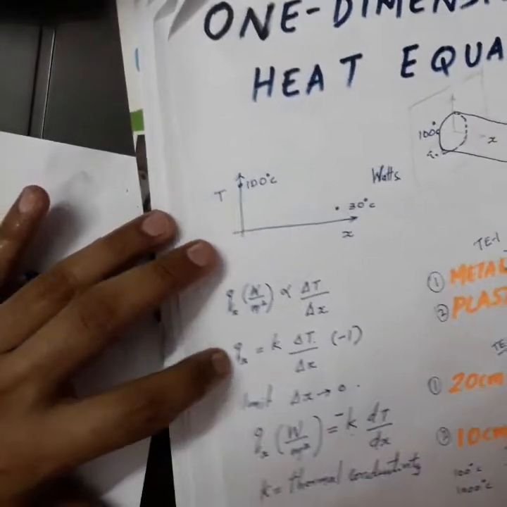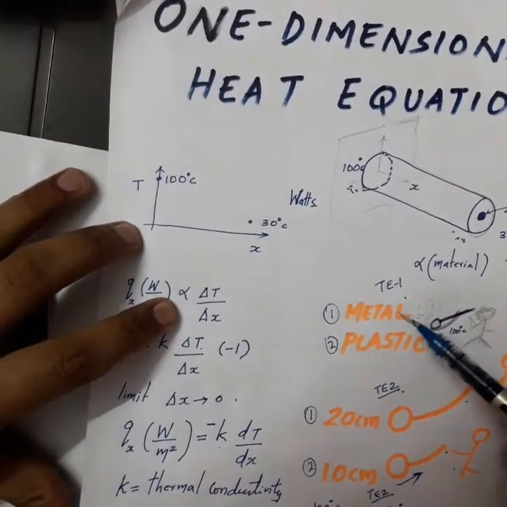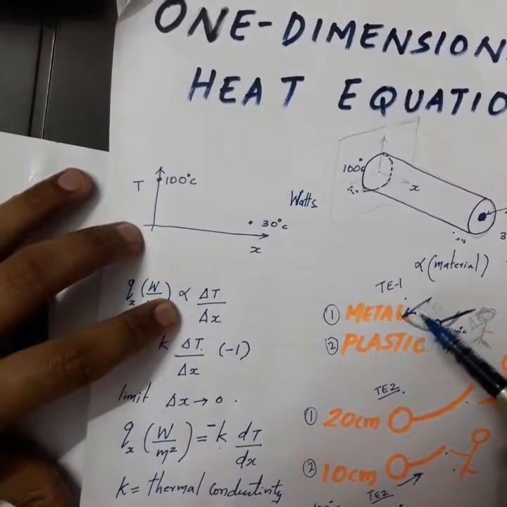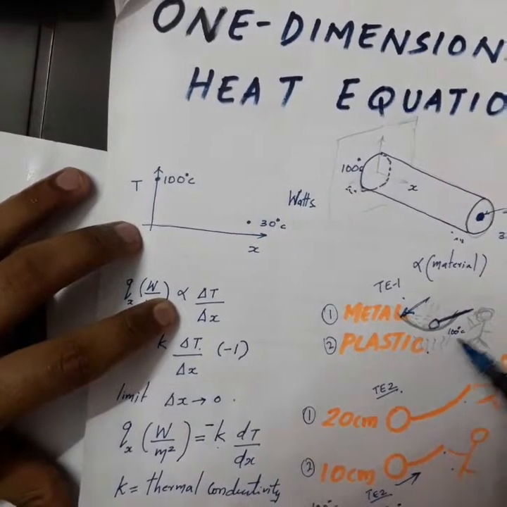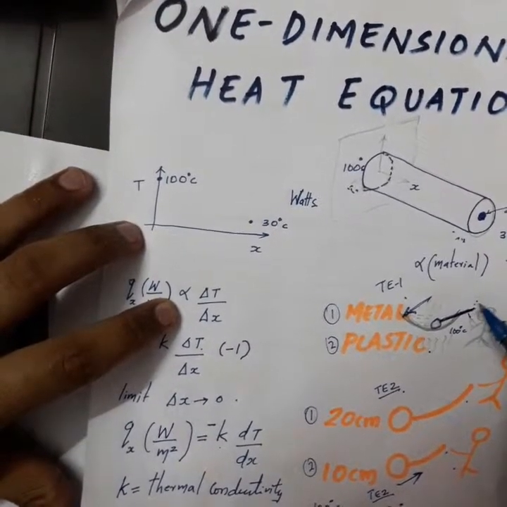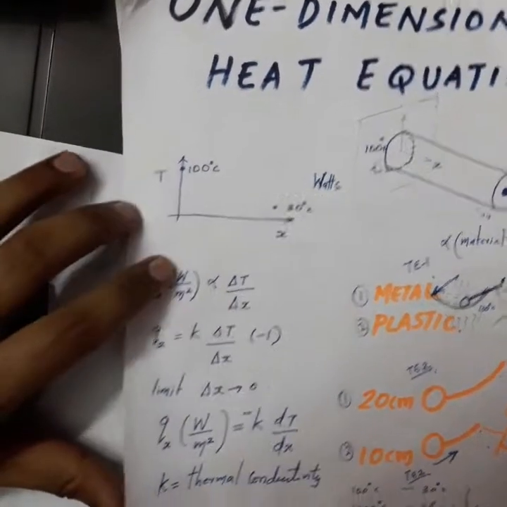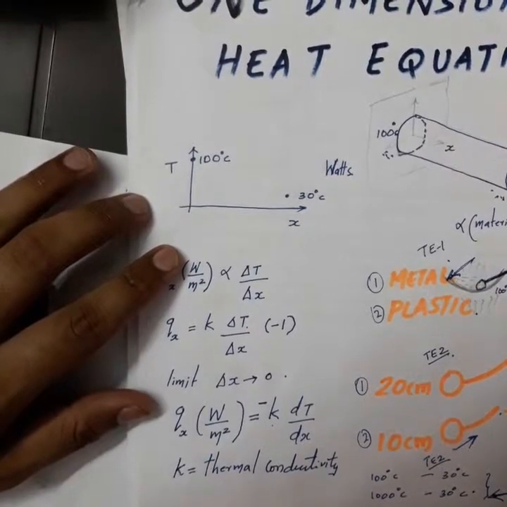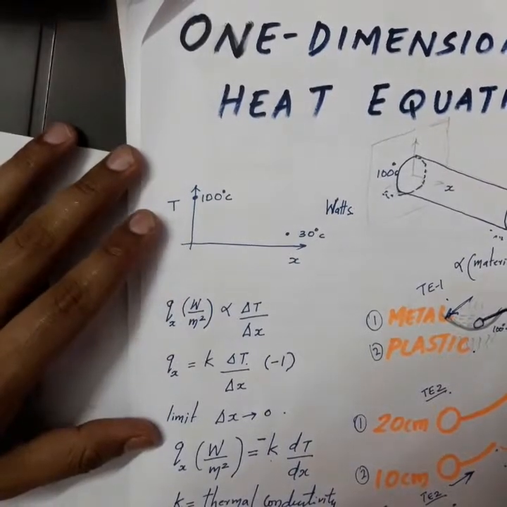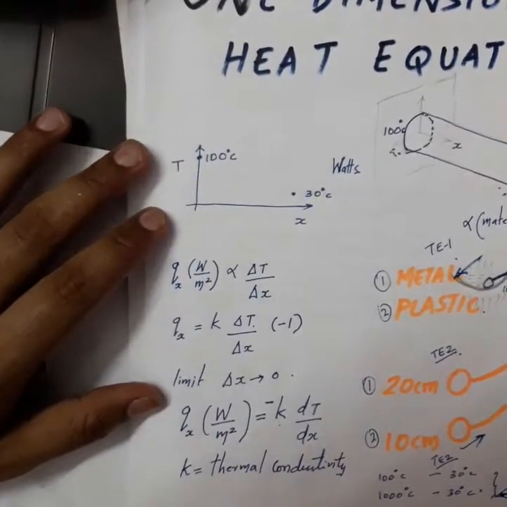Obviously, if we go to our first thought experiment, the metal has a higher thermal conductivity compared to plastic. That's why the rate at which heat was getting transferred to this particular point was much faster. Okay, thanks. So this builds the basics to go ahead and look at the one-dimensional heat equation in a much clearer way.